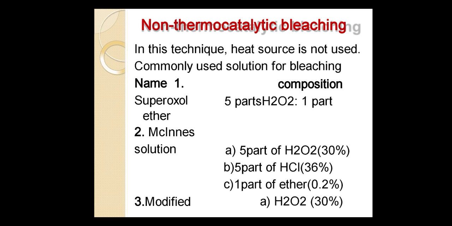Now coming to non-thermocatalytic bleaching. In this technique, a heat source is not used. Commonly used solutions for bleaching can be superoxol ether, which contains 5 parts hydrogen peroxide and 1 part ether. Second is the McInnes solution, which contains 5 parts of hydrogen peroxide 30%, 5 parts of hydrochloric acid 36%, and 1 part of ether 0.2%.